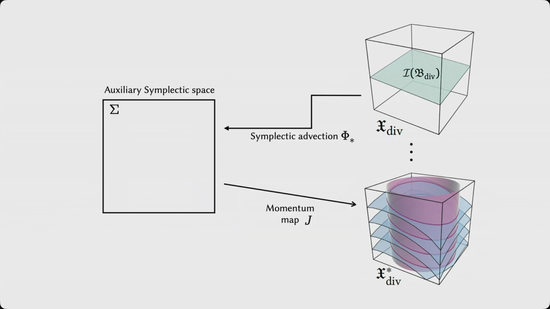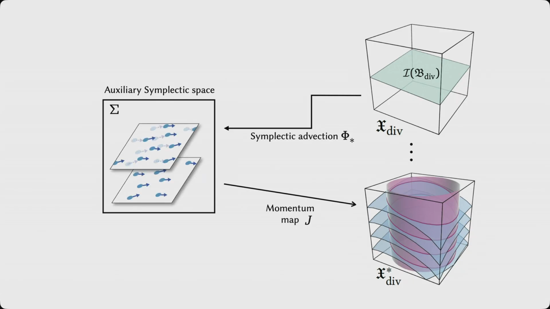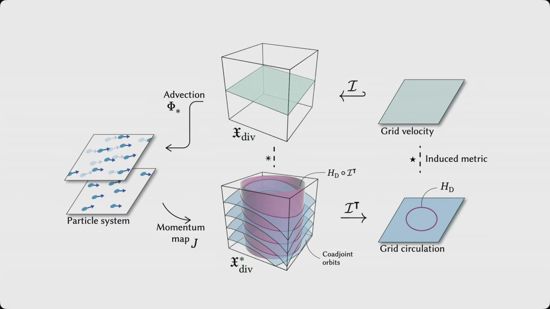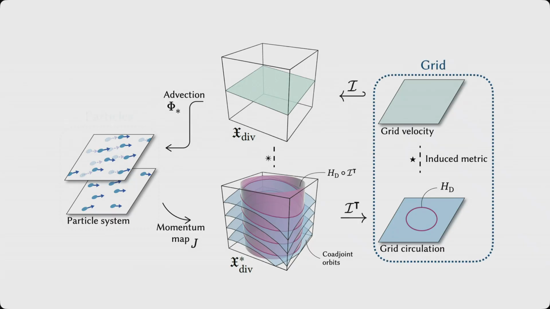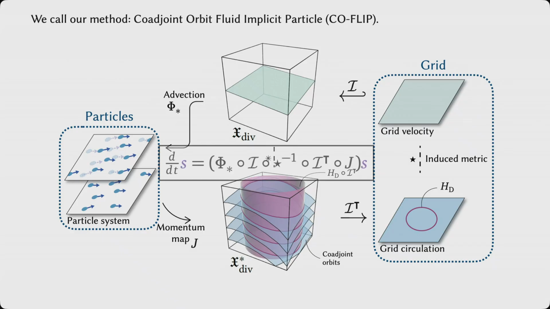What spaces can we choose here? We can choose, for example, Clebsch variables, point vortices, or more classically, just a bunch of particles, position and momentum variables. So we choose the last one, which is the most generic one. And we show it as a system of particles. So together, this places us in a hybrid situation between grid velocities and particles, which we call the coadjoint orbit fluid implicit particle. Fluid implicit particle is the most common method in computer graphics for dealing with fluid stuff.